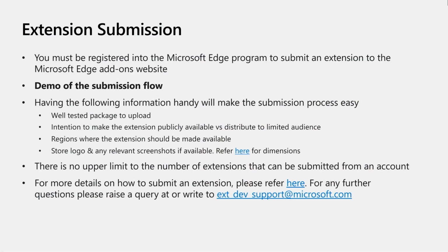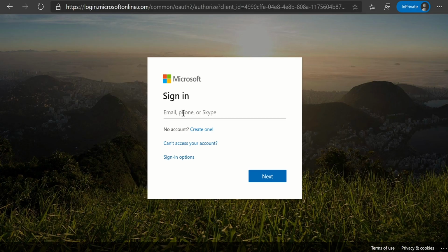So that is all about the registration process. Once you're done with the registration, you can proceed to the submission process. For the extension submission process, the only prerequisite is to ensure that you're registered into the program. If you already have a Partner Center account, then ensure that you're registering into this particular program before you can submit extensions. If you're new to Partner Center, then please ensure that you register to be able to submit. A quick sneak peek into the actual submission process: I'm going to walk you through it right now.